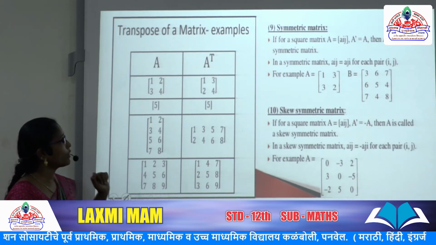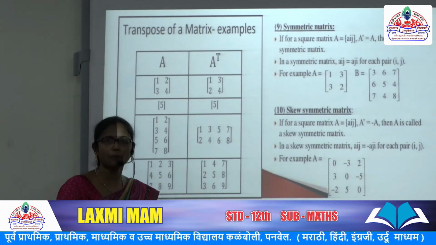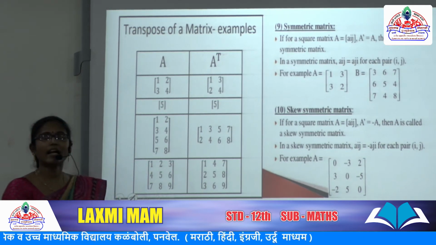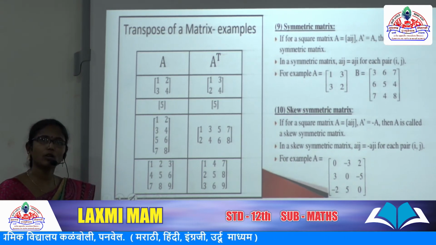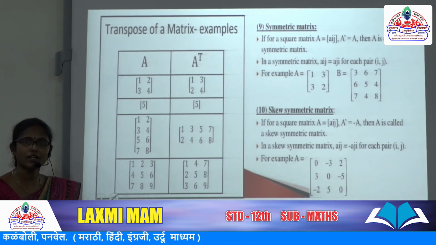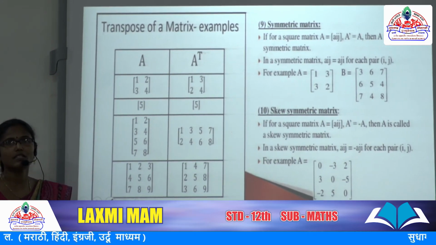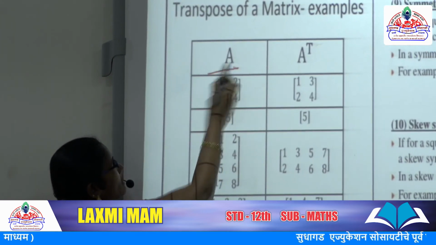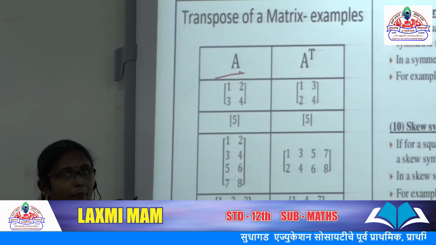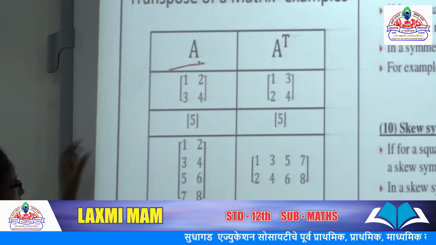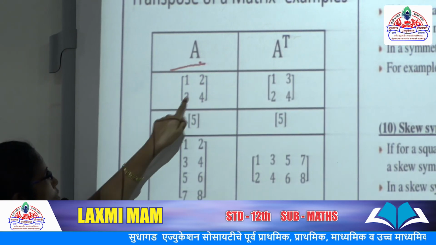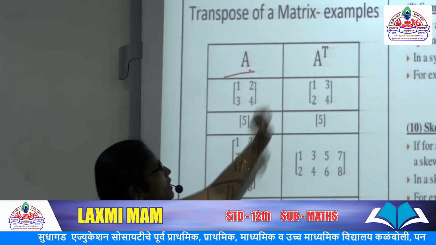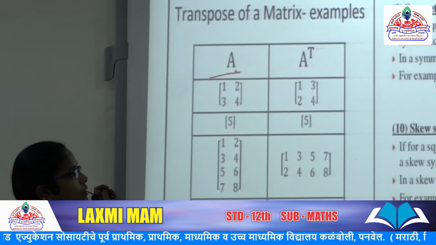Okay, now we are going to see the topic transpose. What is a transpose? Transpose of a matrix: the rows are changed into columns. See here, a matrix A is given. Example: 1 2 3 4. This is an example. How to find out the transpose?